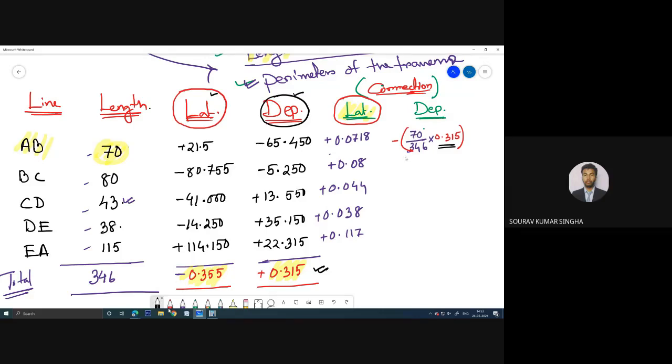So how much is it coming? Who is calculating? Sir, minus 0.0637. Okay, and the next one, minus 0.0728. Okay. Here everyone will be minus definitely, so I have given the sign.